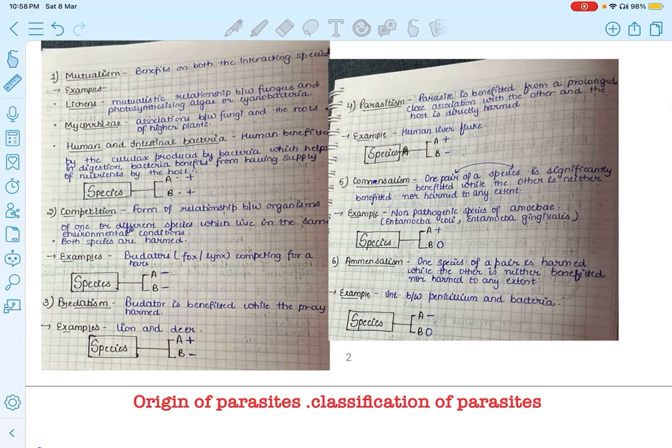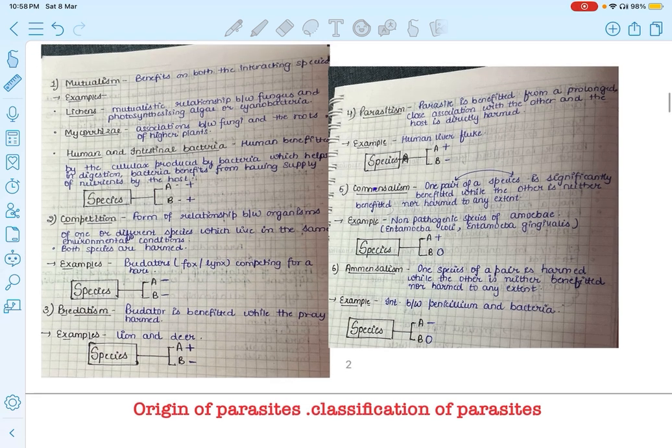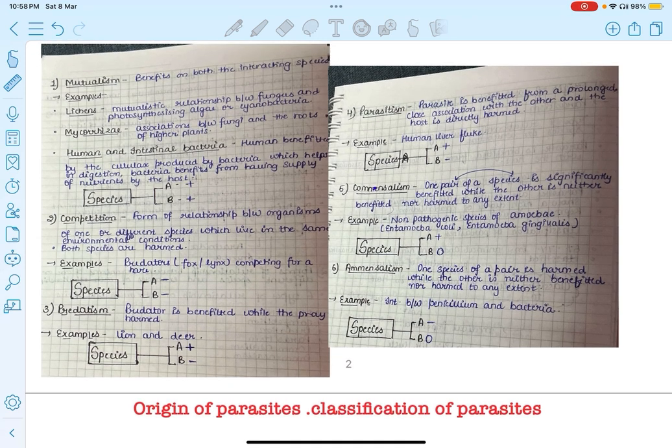Competition in general, its name suggests that it is something that we compete for. We fight for something to get something. Okay, so it is a form of relationship between the organisms of one or different species which live in the same habitat or same environmental condition to fight for their survival, to fight for their food, fight for reproduction, and fight for, you can say, leadership. Okay, and in this kind of relationship, both the species are harmed because only the fittest will survive.